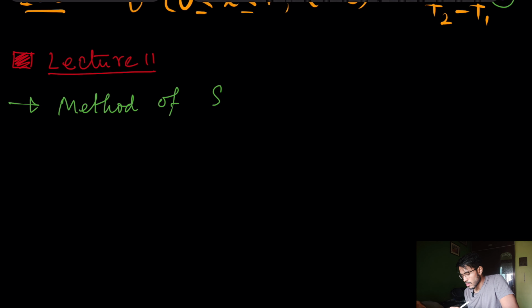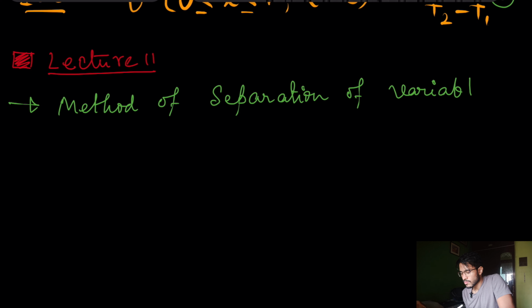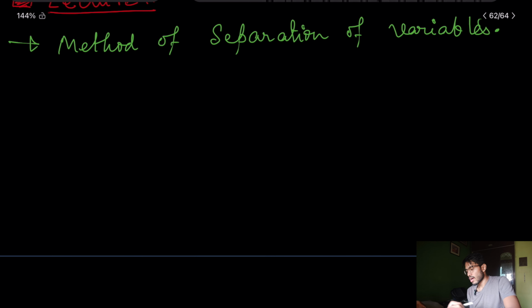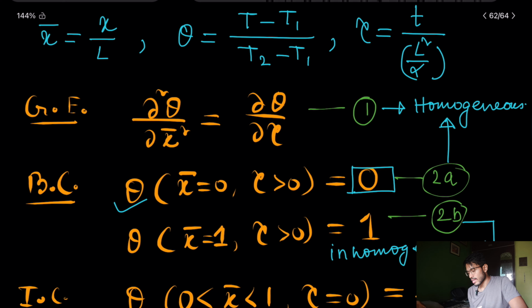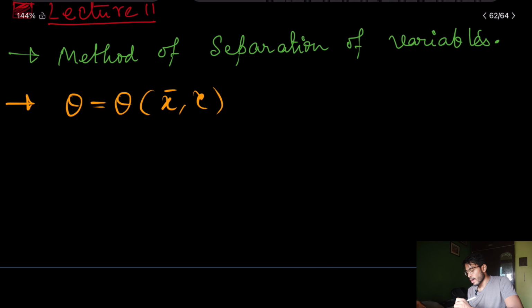Now let us proceed. So the name of the method is the method of separation of variables. As the name suggests, we have to separate the variables. See, in this governing equation the unknown variable is theta, right? So here theta is a function of what? X bar and tau, right?